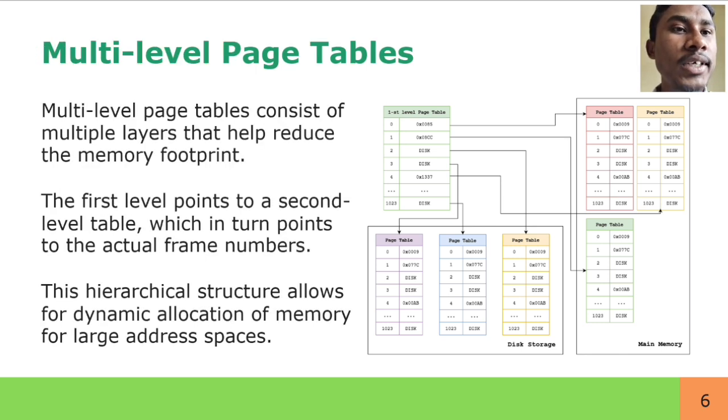So multi-level page tables consist of multiple layers that help reduce the memory footprint. The first level points to the second level table, which in turn points to actual frame numbers. This hierarchical structure allows for dynamic allocation of memory for large address spaces.